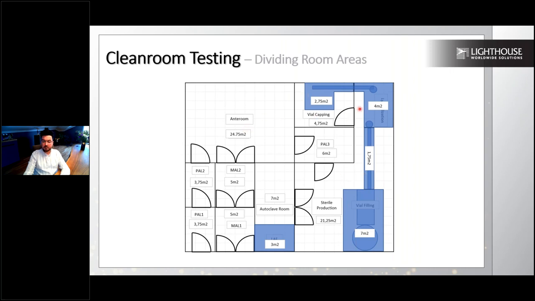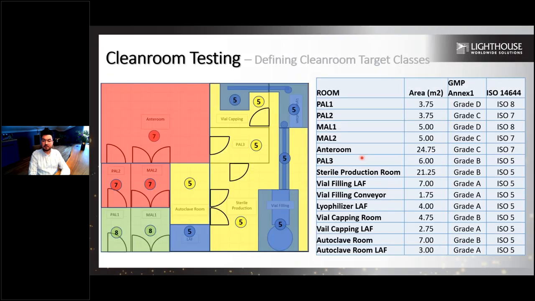So we make this division to the room itself, and we'll start defining our cleanroom target classes. According to GMP Annex 1 and ISO 14644, I have these cleanroom definitions listed and colored on my map. So I put all these rooms into my list and also all the areas into the definition.